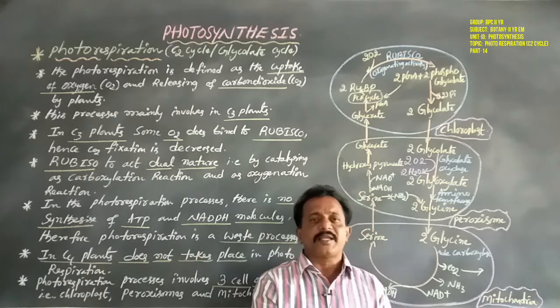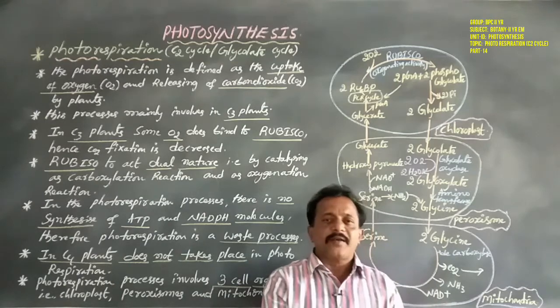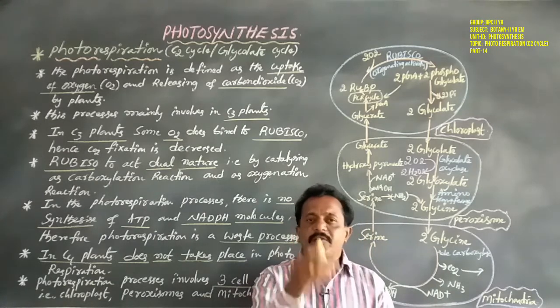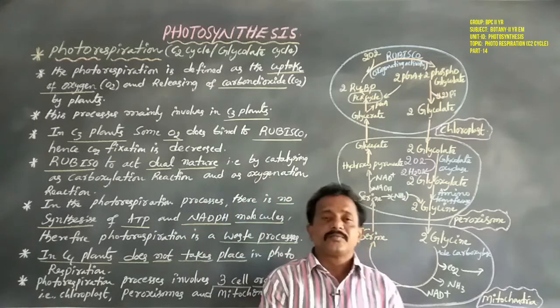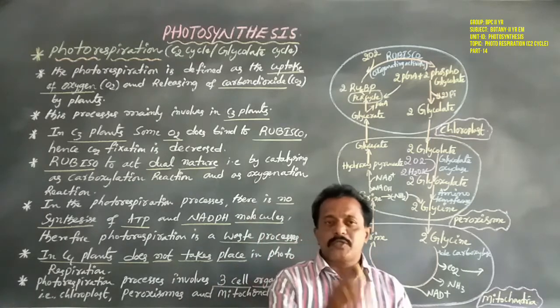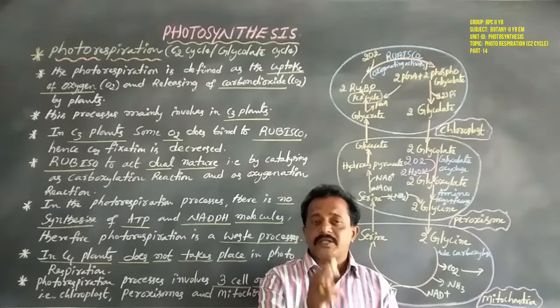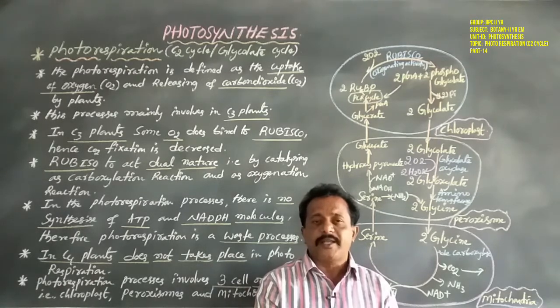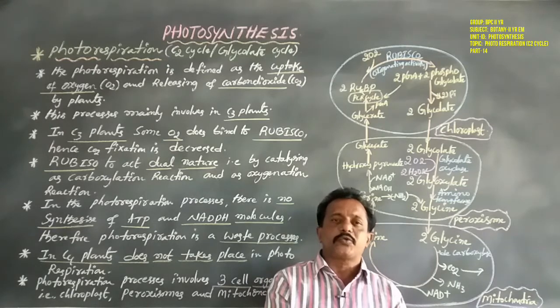The rubisco enzyme acts with dual nature by catalyzing carboxylation reactions and oxidation reactions. In the C3 plants' photosynthesis cycle, or Calvin cycle, it acts as a carboxylation enzyme; in the photorespiration process, it acts as an oxidation enzyme. One is carboxylation, another one is oxidation. Carboxylation reactions mainly occur in the Calvin cycle. Oxidation reactions mainly occur in photorespiration, or the C2 cycle.